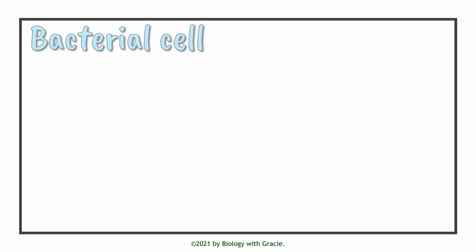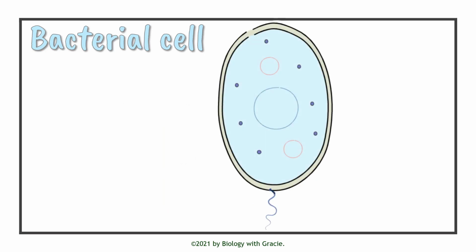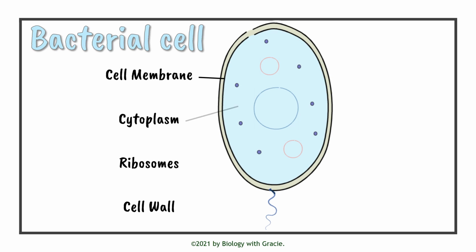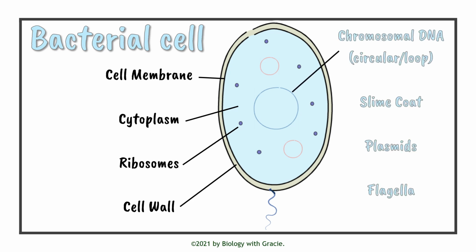So now we're going to label up our bacterial cell. We've got our cell membrane, our cytoplasm, our ribosomes, and our cell wall. And then we've got our chromosomal DNA or our circular DNA. So it's this large circle within the cell. We've then got our slime coat around the cell. We've then got our plasmids, which are these smaller circular pieces of DNA. And then we've got our flagella. Now, not all bacterial cells have a flagella, but some do.